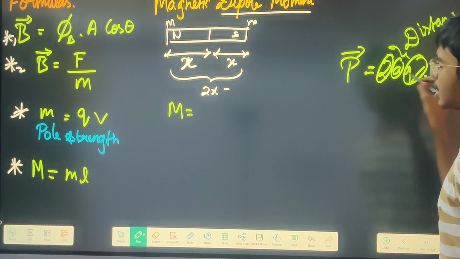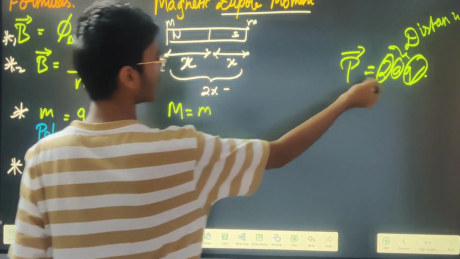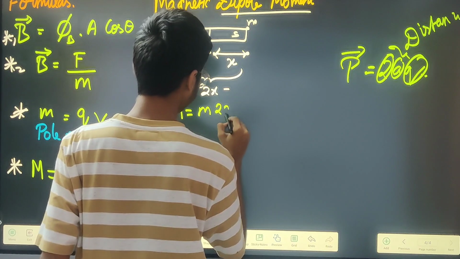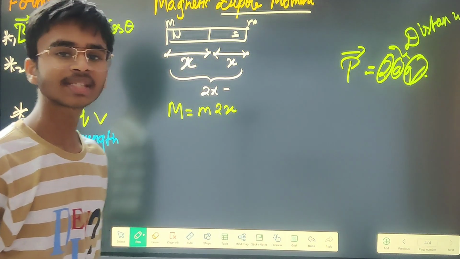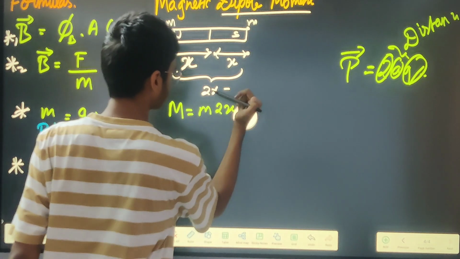And here, this is what the charge is. So instead of charge, you are going to keep M, and then the distance is going to be 2x. But in some places it is given as L. That means instead of this x, you can keep it as L.